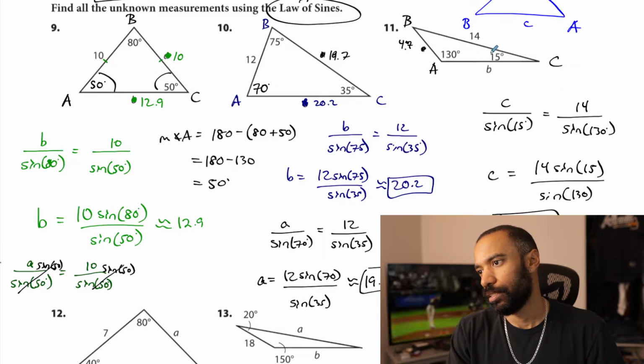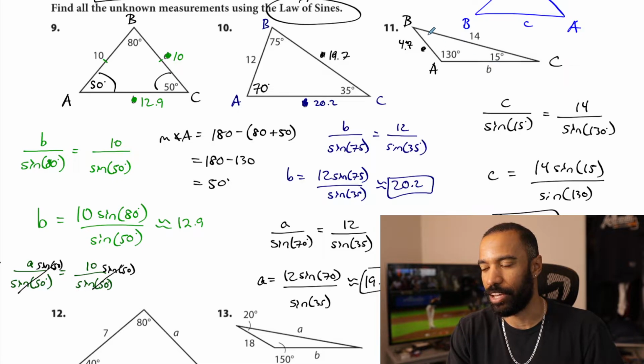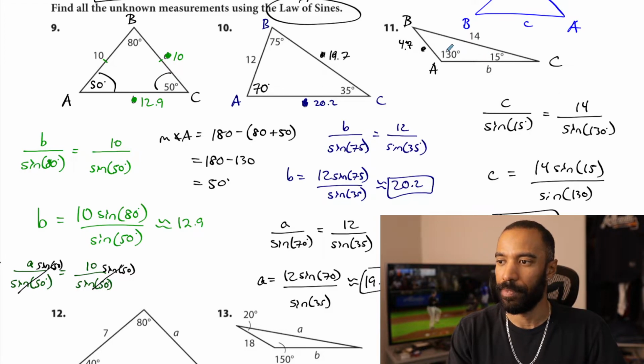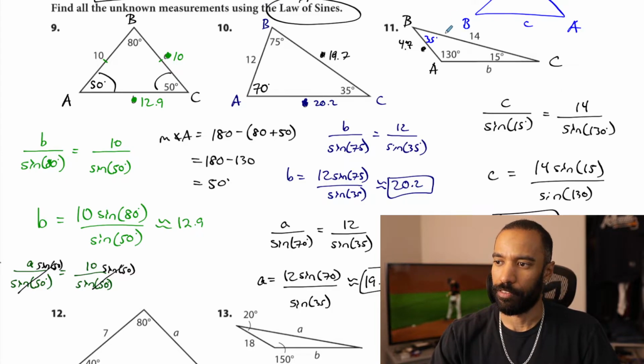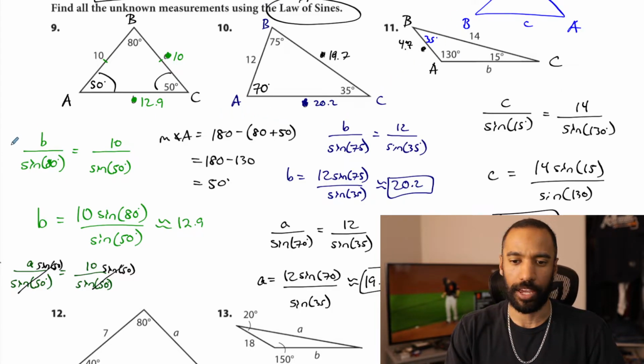B, oh, I thought this was 15. B, we need to find this side length here by finding that angle measure first. You know that this angle measure should be the difference of the sum of these with 180. So 180 minus 145 is 35 degrees. Sorry for the mess here. So that's a 35 degree angle measure.